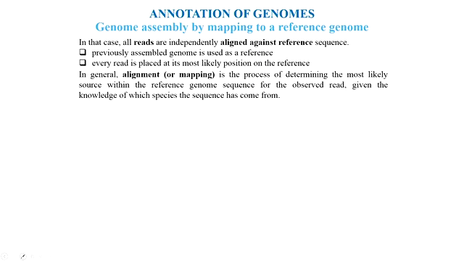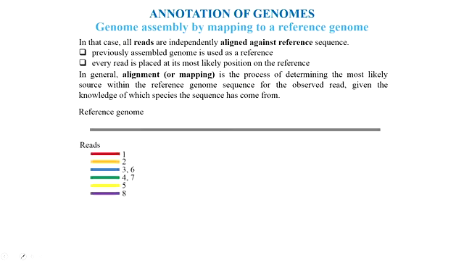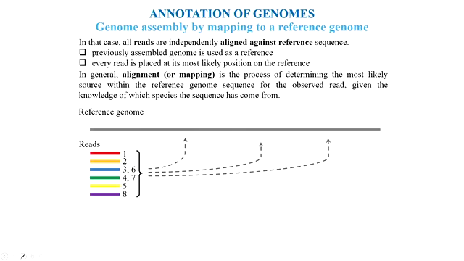In general, alignment or mapping is a process of determining the most likely source within the reference genome sequence for the observed read, given the knowledge of which species the sequence has come from. So, to do this, we need a reference sequence and an efficient and accurate alignment algorithm. The sequence of the reference genome which we are interested in we can find in a specialized database, for instance, Ensembl.